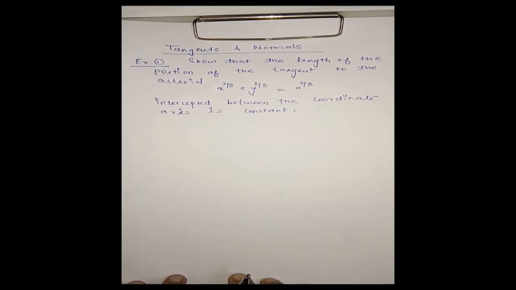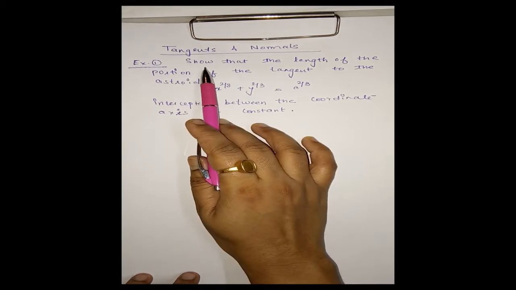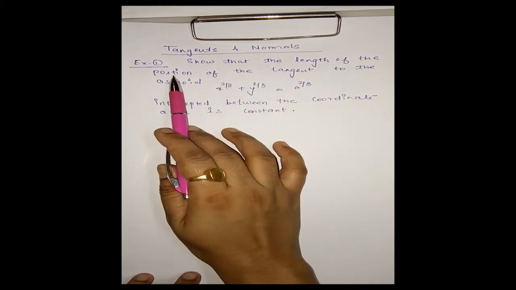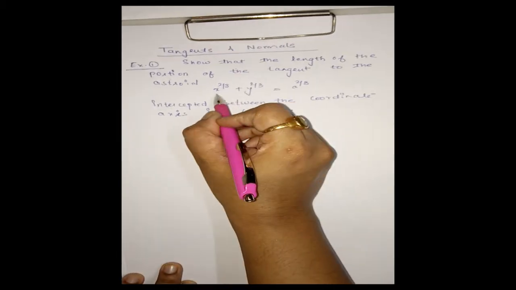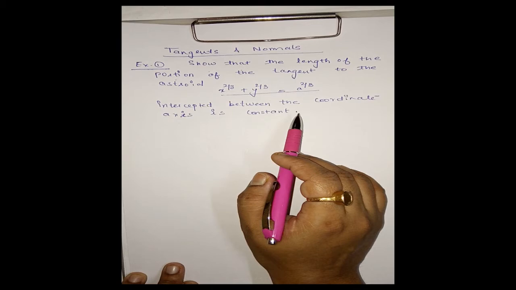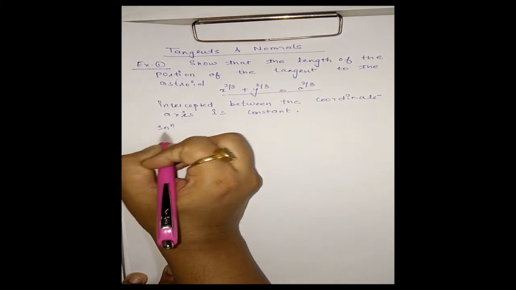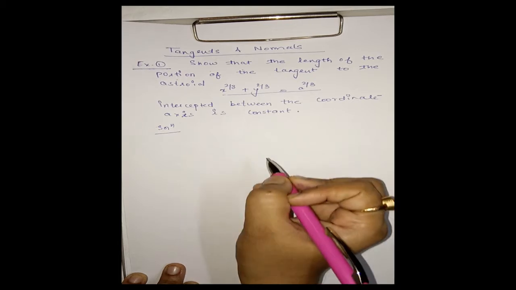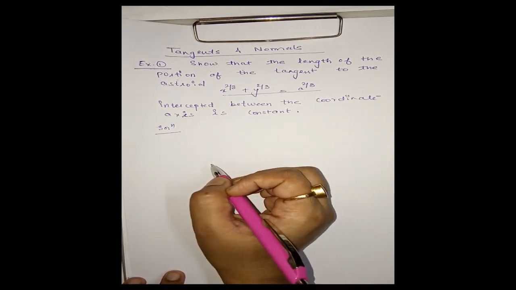Hello friends, in this video I am going to discuss some more problems on tangents and normals. First, let us consider this problem. Show that the length of the portion of tangent to the asteroid, this is the equation of the asteroid, intercepted between the coordinate axes is constant. First, let us find the equation of tangent at the point (x, y). For this, we have to find dy by dx.